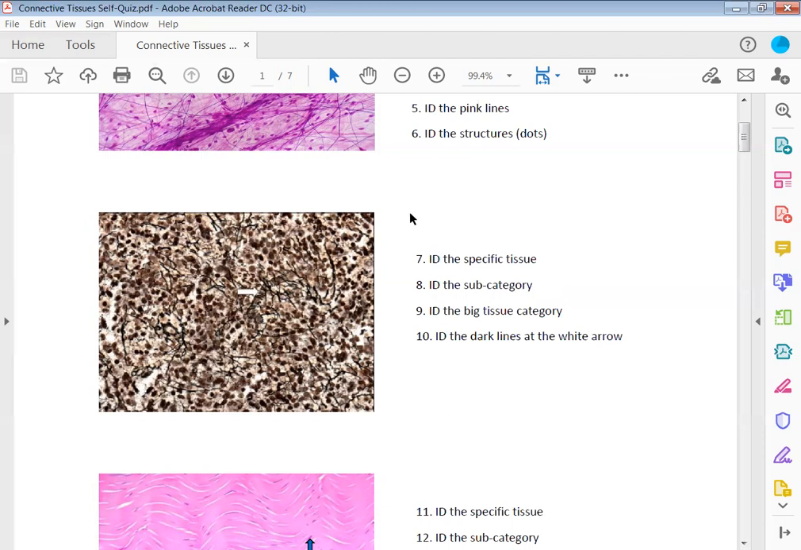Number 8, the subcategory, remember it's not supporting because it's not a cartilage or bone, and it's not free-flowing blood, so it's not fluid. Therefore, it's going to be connective tissue proper. The dark lines, you can see it at the white arrow, those dark lines are reticular fibers.